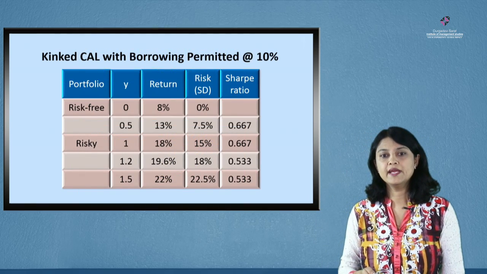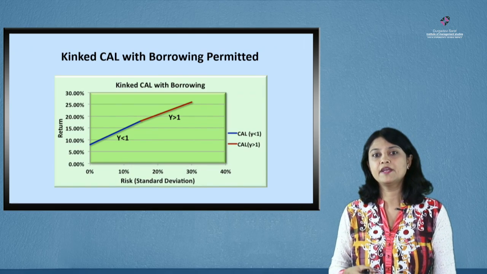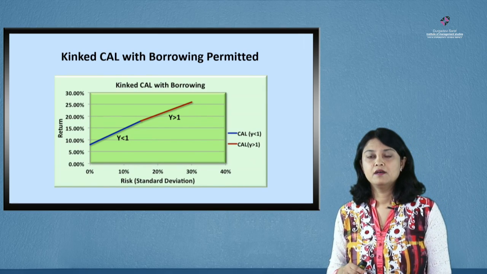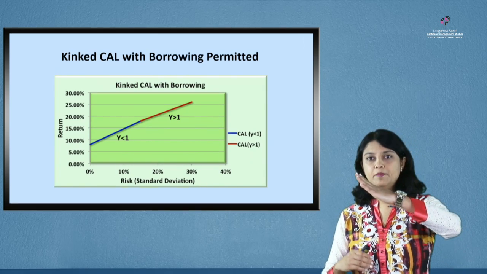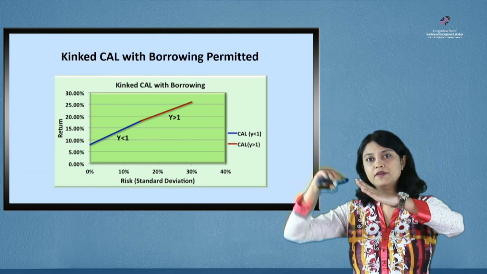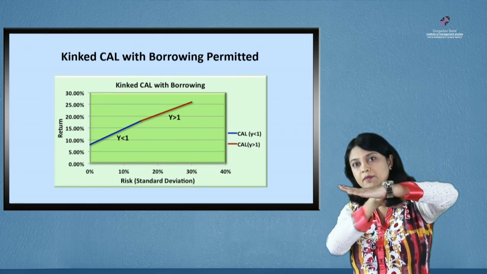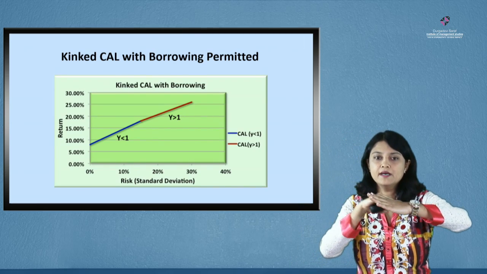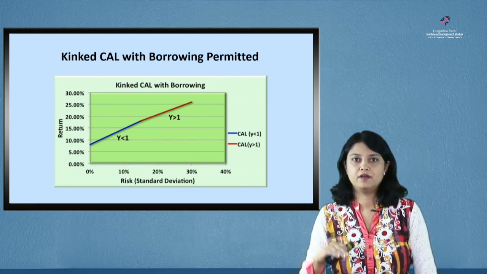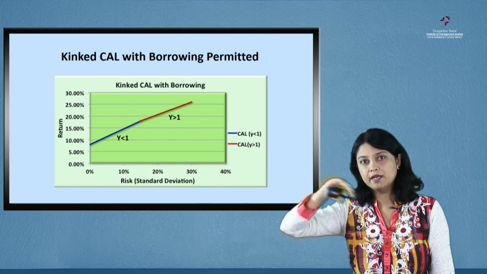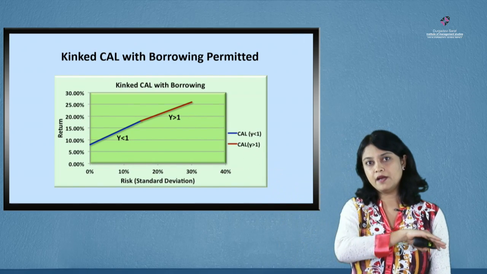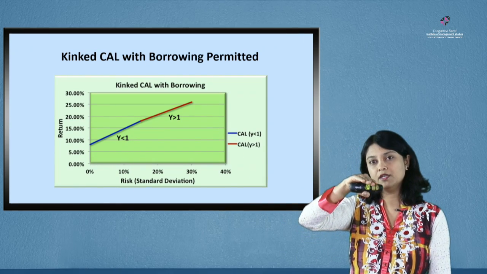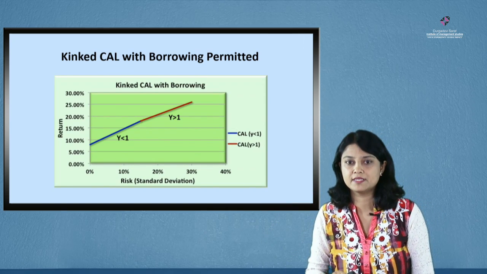So if I am borrowing at 10% and then I create a graph, see, when you borrow at 8%, your line continues like this. When you borrow at 10%, your line will be slanted. Its slope will reduce. So here we see a kinked graph. There is a kink in between. The graph doesn't continue continuously because it has to change its path.